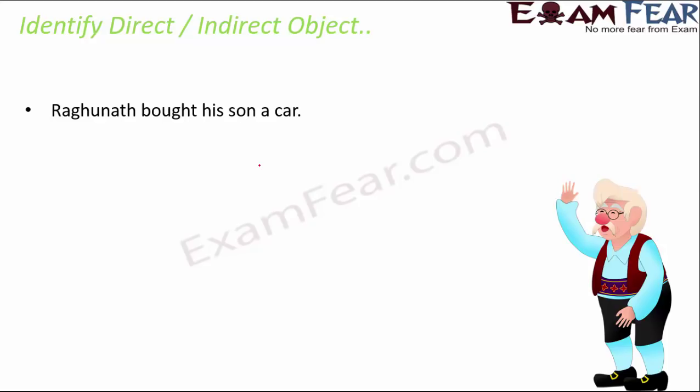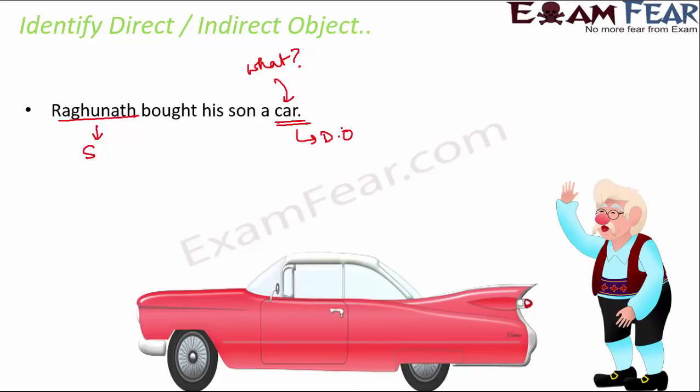Raghunath bought his son a car. In this case, which is the action verb? Bought. And who is buying the car? Raghunath. So Raghunath is the subject here. Let's ask the first question. Raghunath bought what? So the answer to what is a car. That means car is the direct object. So the car is the direct object.